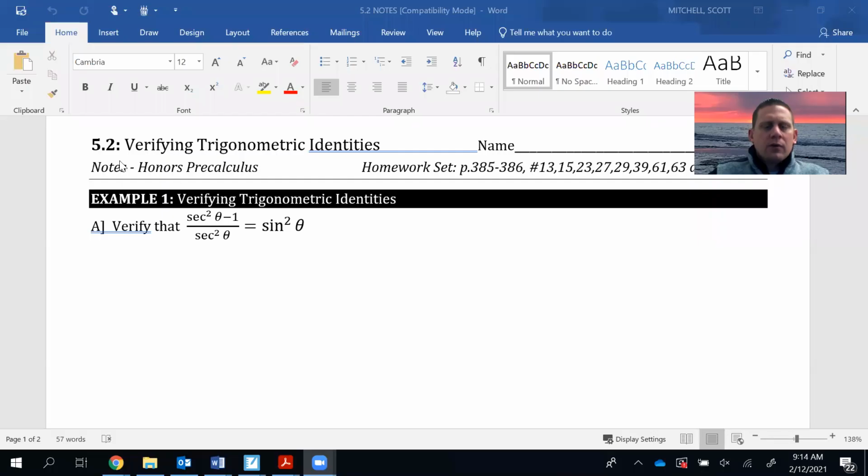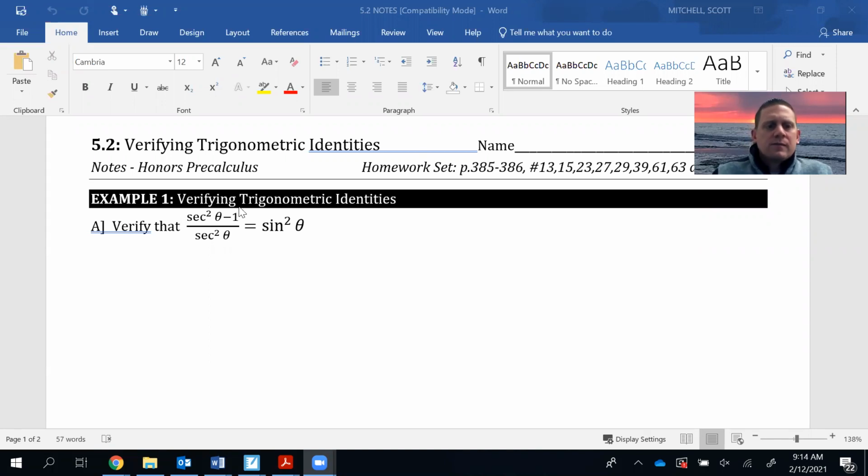We're going to take a look at trig identities, proving and verifying them again today. I worked on that a little bit before, and we're just going to get a little bit more into it. So you will want to get your notes out in Schoology 5.2.